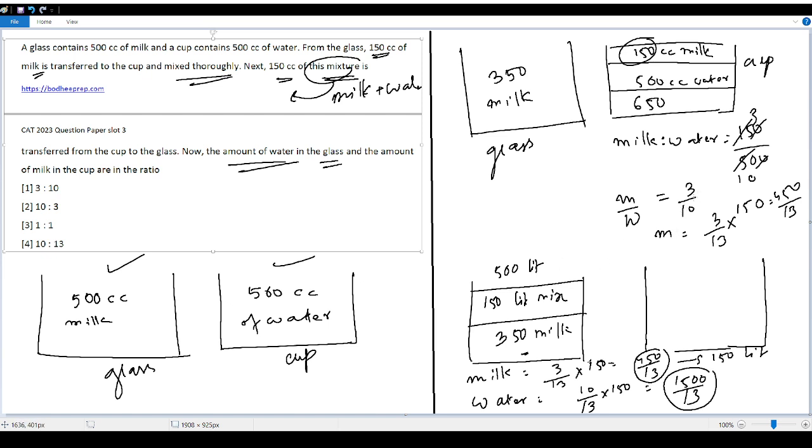Now again what is happening, 150 cc of this mixture, so from here again 150 has been removed. This 150 is not milk, this 150 is mixture of milk and water. Okay, so this 150 has been removed and has been transferred over here, so this one again becomes 500. So I need to find out what is the amount of water in the glass. So how much water is present over here and how much amount of milk is present in the cup.